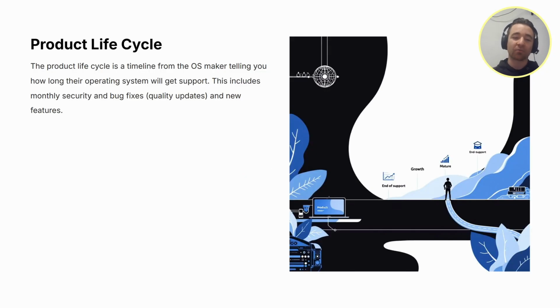But you need to be aware of the product life cycle, which is a timeline from the operating system maker telling you how long their OS will get support. Because as we talked about in the last exam objective, when the life cycle is over, that essentially means you're not going to get that support, you will no longer get updates, you will no longer have bug fixes, and you will be left vulnerable to security vulnerabilities because they won't be getting patched. All right, that's what you need to be aware of.